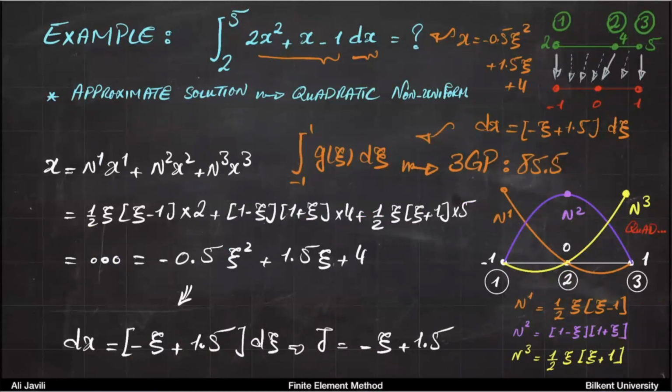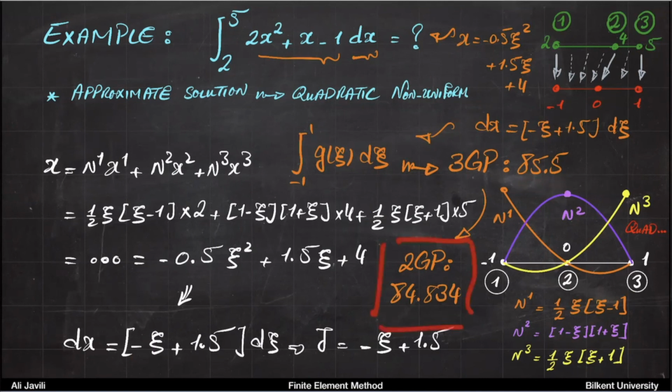Okay, but if you were not careful about this, if you did this using 2 Gauss points, you would get an answer which looks like 84.834. Not too bad. I mean, it's not a horrible approximation, but now you see you lost the exactness of the solution. So this is important that this 2 Gauss point is nice.